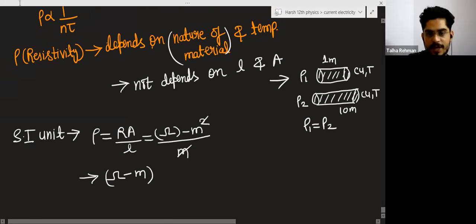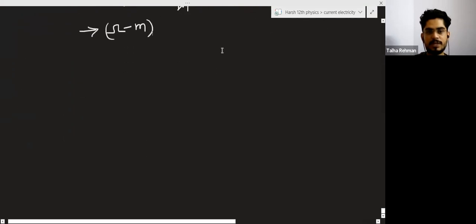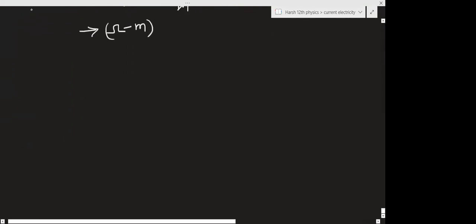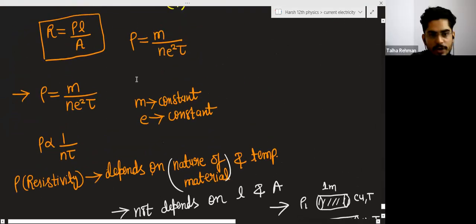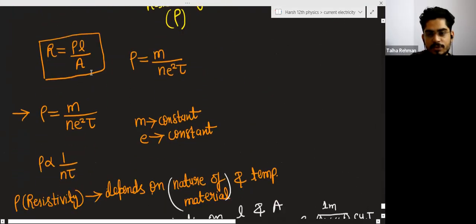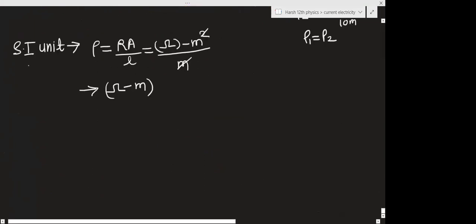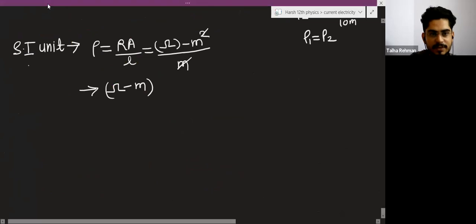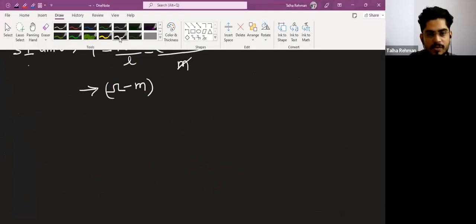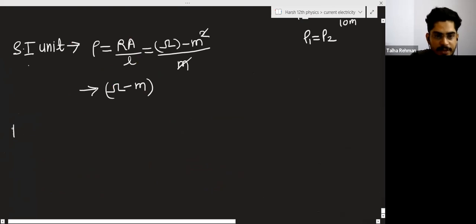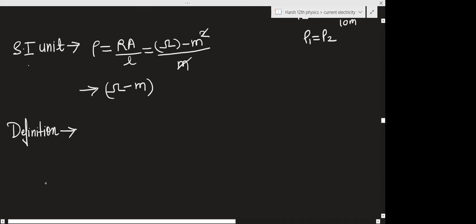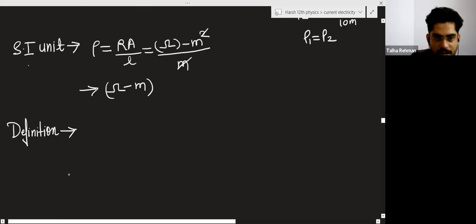And if I want to define the resistivity, how will we define it? I have just written the formula, not the definition. You can say it is the amount of resistance per unit area. You are 50% right. Actually, we will make the definition from the formula: resistance is equal to resistivity into length divided by area.